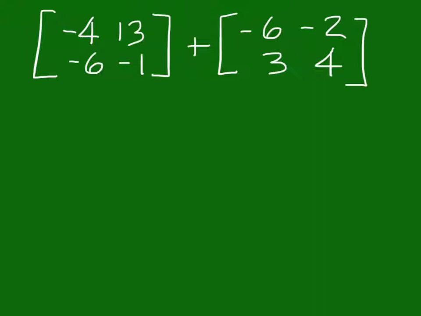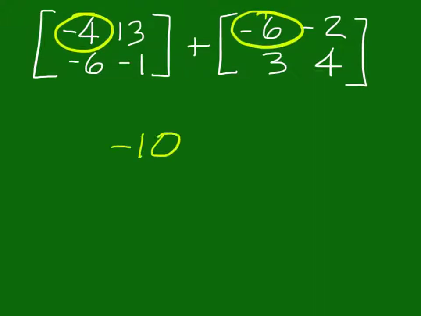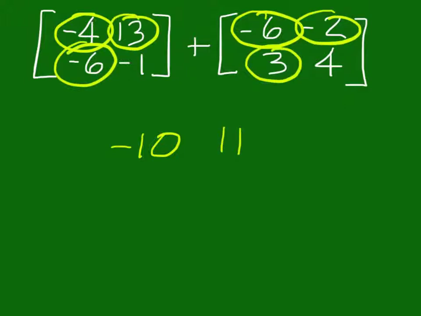For this one, you should have negative 4 plus a negative 6, which is negative 10. 13 plus a negative 2 is 11. Negative 6 plus 3 is negative 3, and negative 1 plus 4 is 3.